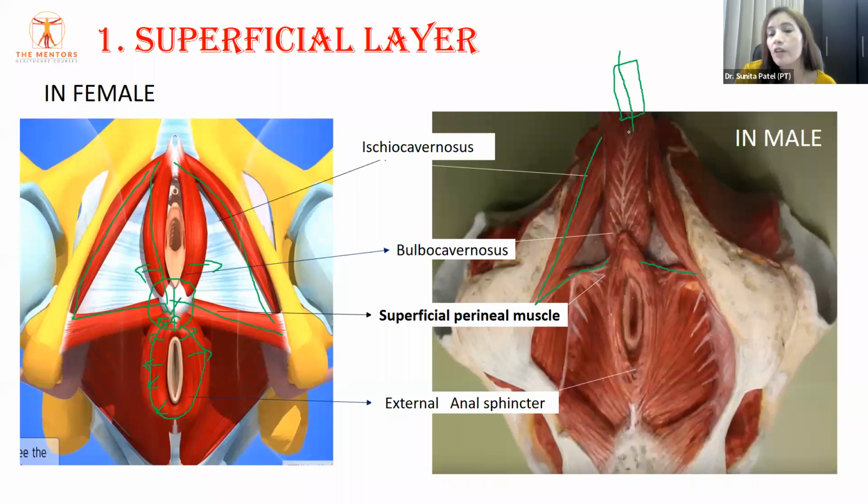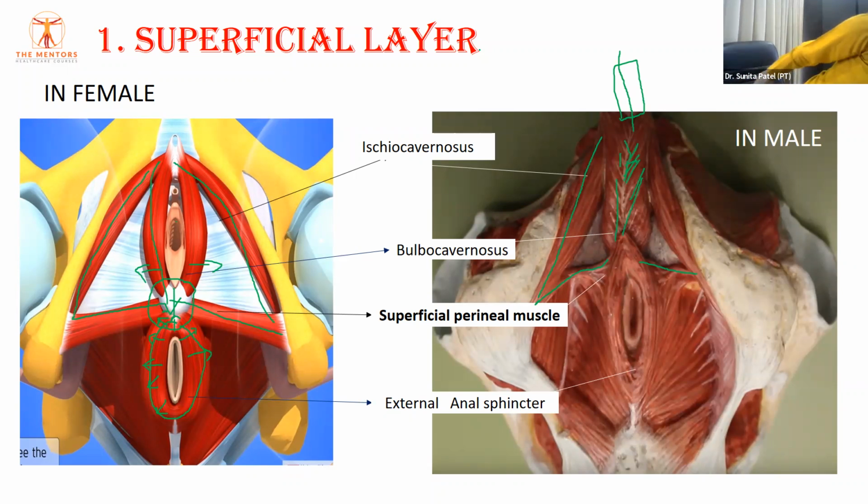Their bulbocavernosus again originates from the perineal body. They will originate as one muscle. The fibers will be complete and attached with each other, so they are not separate muscles. And they will go and the insertion will be the base of the penis.